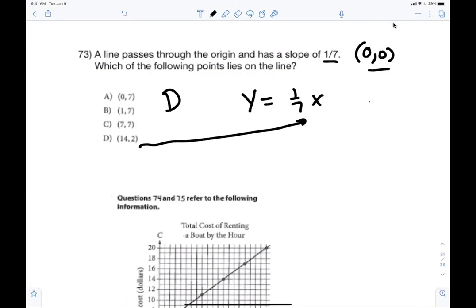A lot of people miss that on the test. How did you solve that again? You just plugged in points? No. Do you understand the equation of the line is y equals 1/7 x? Okay, so now these points, what point is on there? Well, if you plug 0 in, that's not going to work. If you plug 1 in, it's not going to be 7. If you plug 7 in, it's not 7. It must have been (14, 2).